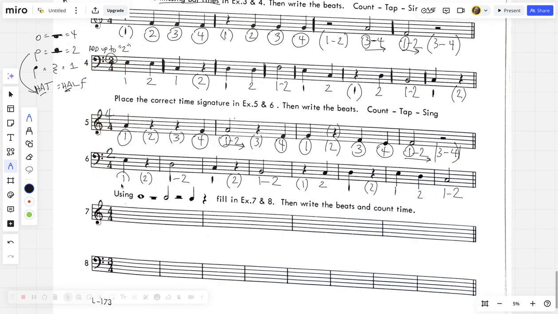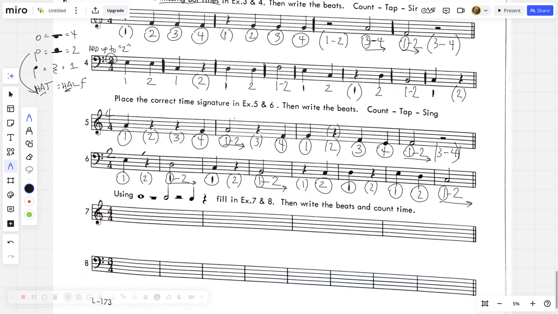Ready? We clap on 1, then we rest. We clap on 1, we hold through 2. We clap on 1, then we rest. We clap on 1, we hold through 2. We rest on 1, we clap on 2. We rest on 1, we clap on 1, we rest on 2. We clap on 1, we clap on 2, clap on 1, hold through 2.